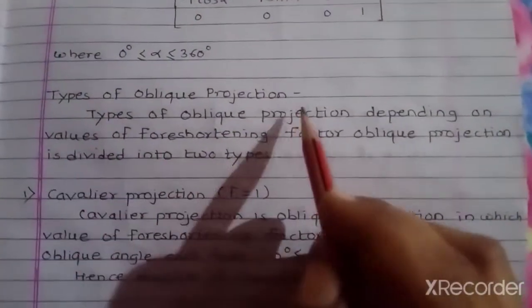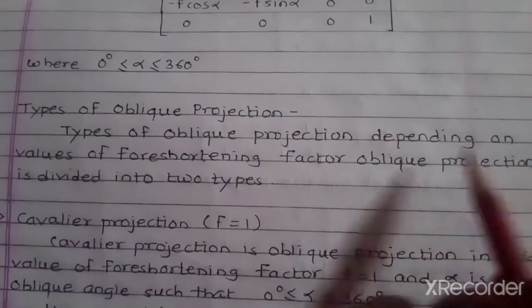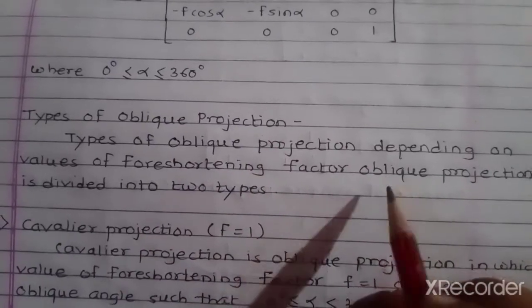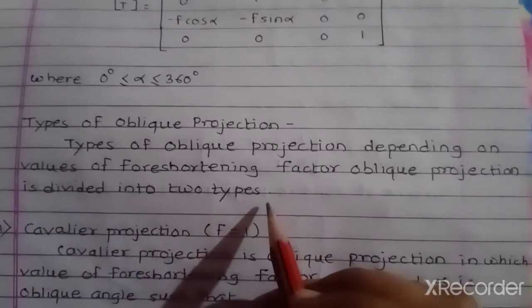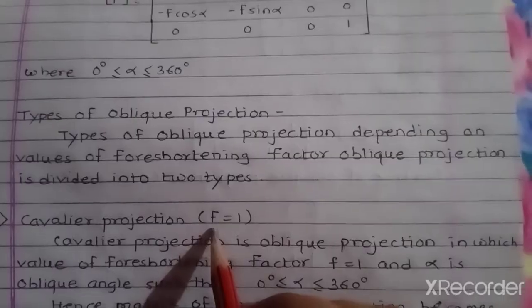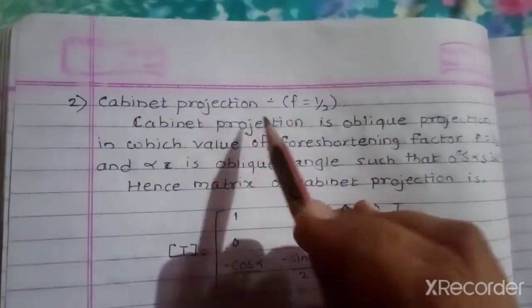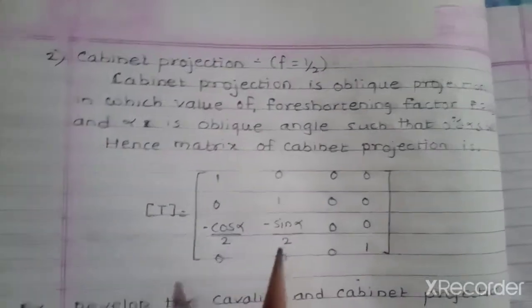So, types of oblique projection. The types depend on the values of the foreshortening factor. The oblique projection is divided into two types. The first one we call the Cavalier projection, where the value of the foreshortening factor f equals 1, and the second one is the cabinet projection, where the value of the foreshortening factor f equals 1 by 2. First of all we discuss the Cavalier projection.